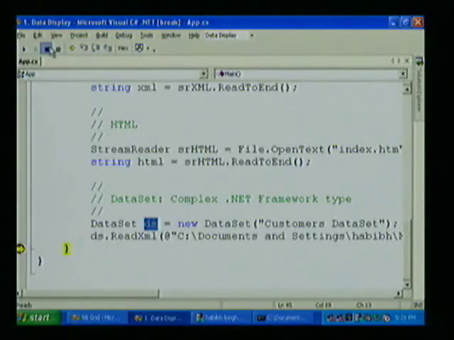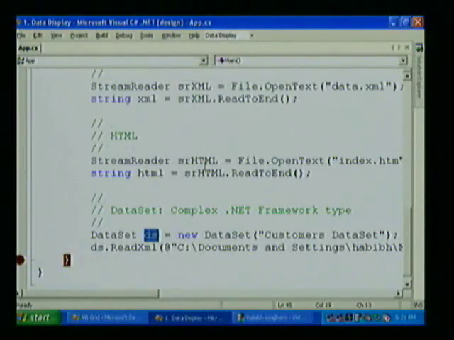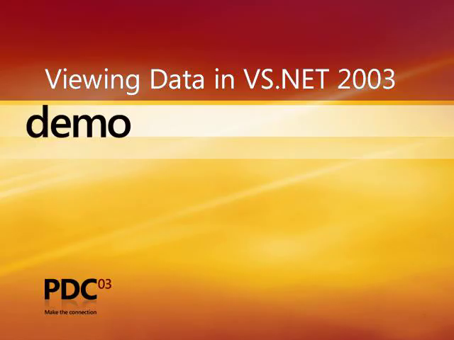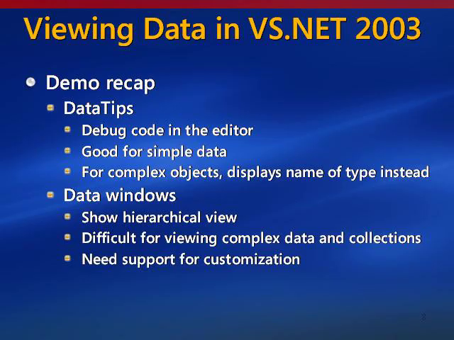Now, let's switch forwards and look at, actually before we go there, let me just do a quick recap of the demo that I just showed you. As you saw, data types are great for debugging code right in the editor. If you have simple types such as double, integer, float, and so on, it's great to see the data right there. But if you have a complex data type, unfortunately, all you see is the name of the type itself, which is not very useful.